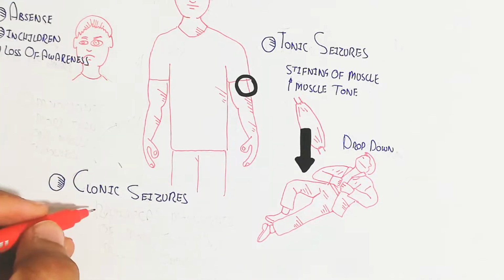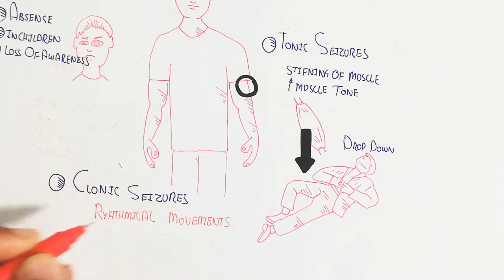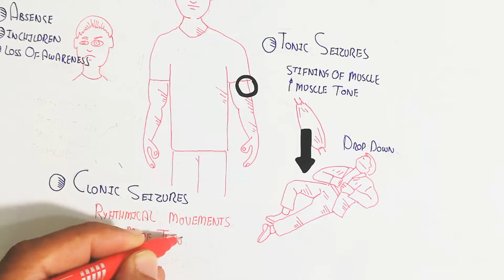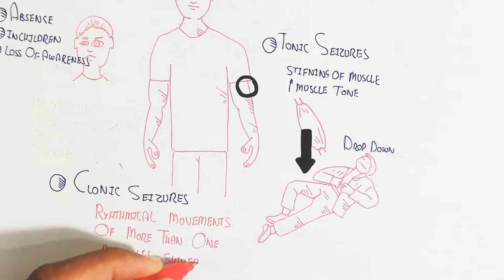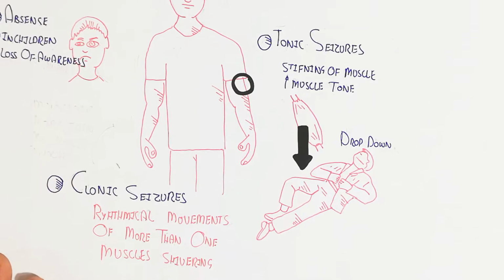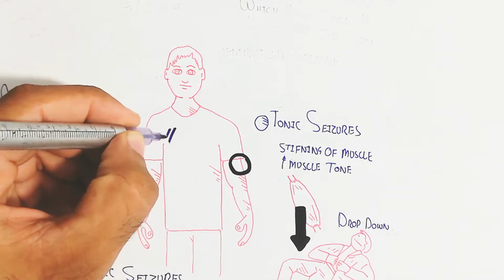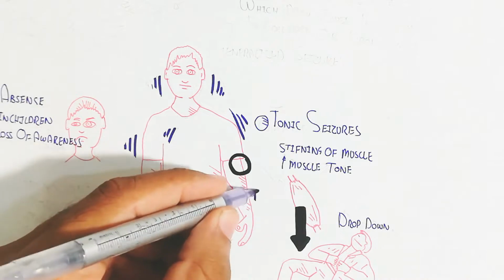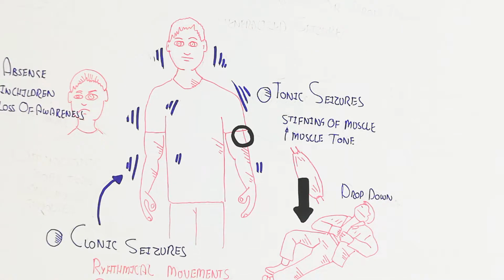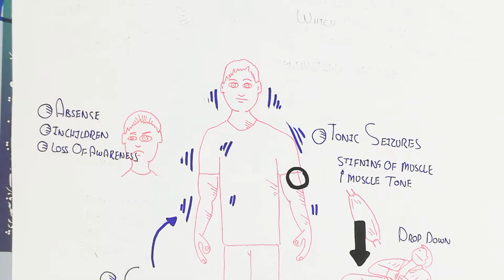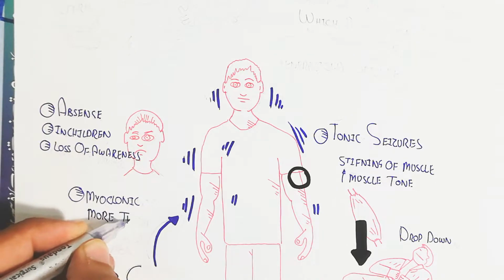And clonic seizure basically involves rhythmical movements of more than one muscle, shivering. And also the myoclonic seizures. Here is the clonic seizure with rhythmical movement of more than one muscle shivering, while the myoclonic involves more than one muscle.